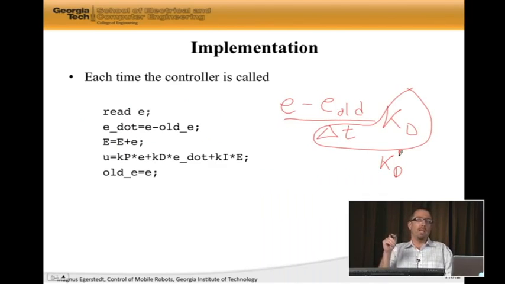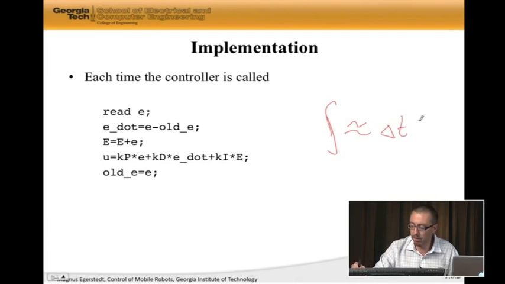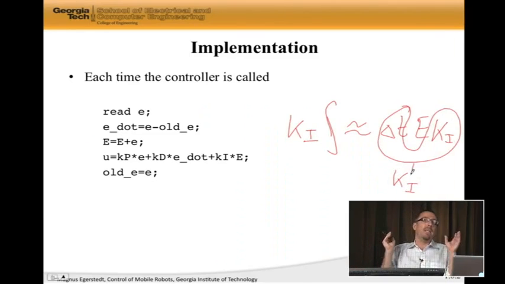Well, then I just got rid of delta t, and I don't have to worry about delta t. I do the same thing for the integral. So E new is E old plus the latest error. Again, this integral is roughly equal to delta t times E. So if I have ki times that, I have this times ki. Let's take these and call this my new ki. Then again, I get rid of delta t.